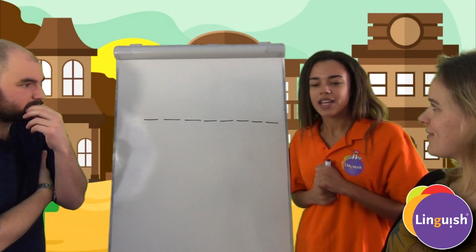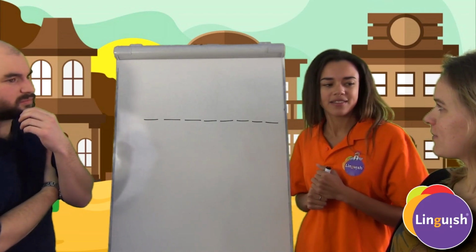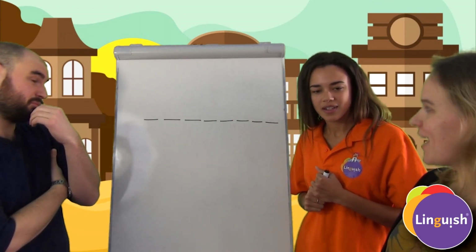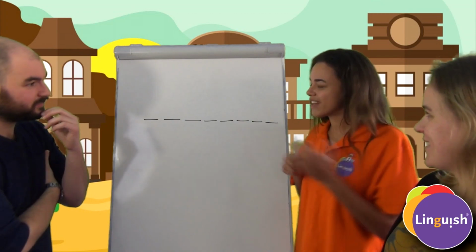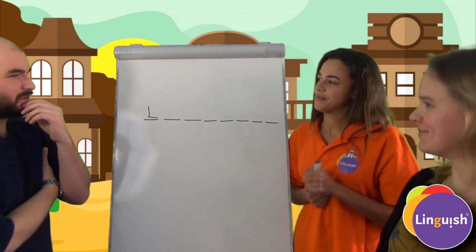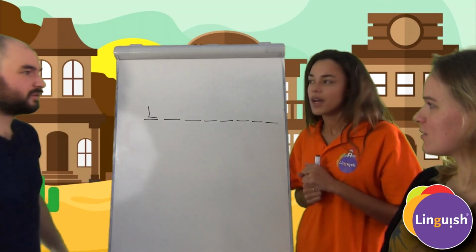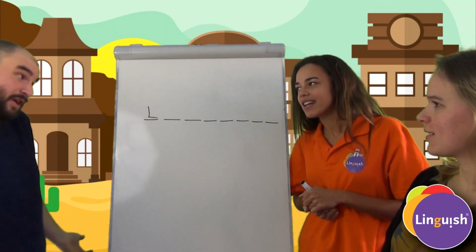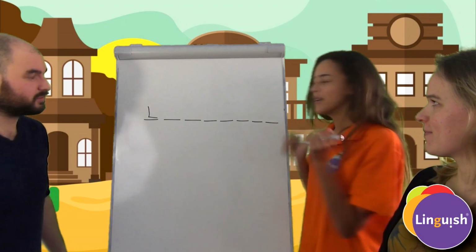L. Can you say, is there an L? Is there an L? Very good. So, is there an L? I think there is. B. So, is there a B? Is there a B? No, there's not.